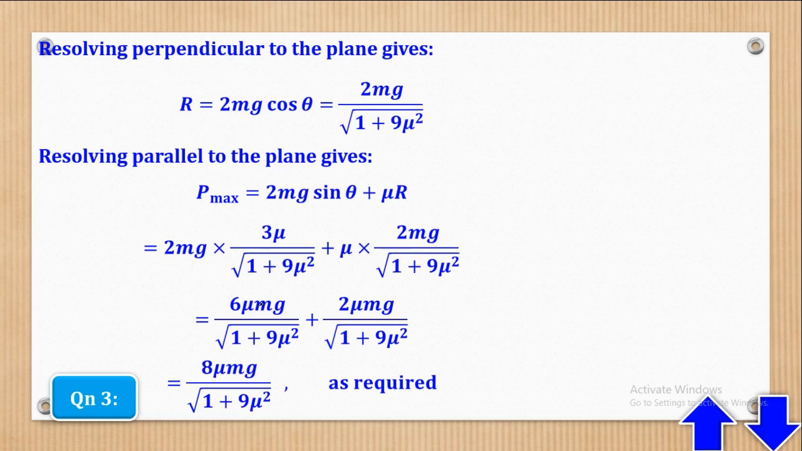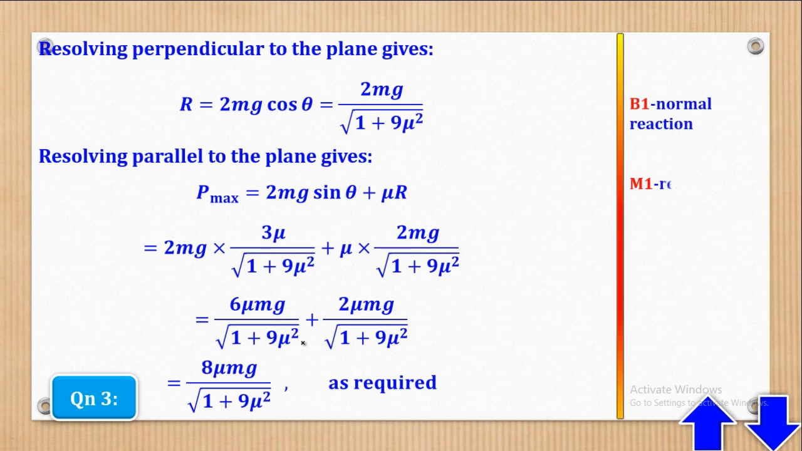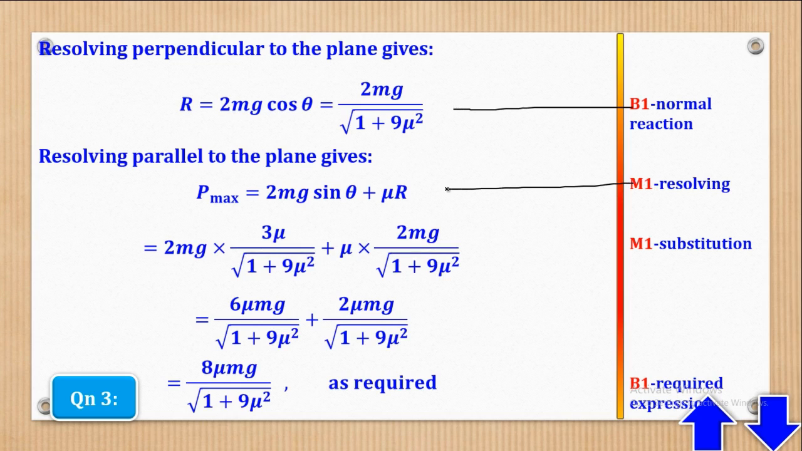So this was the required expression for part A, and now let's see how marks can be awarded. B1 for you to resolve to get the normal reaction, and another M1 for resolving, M1 for substitution, B1 for simplifying to the required expression.